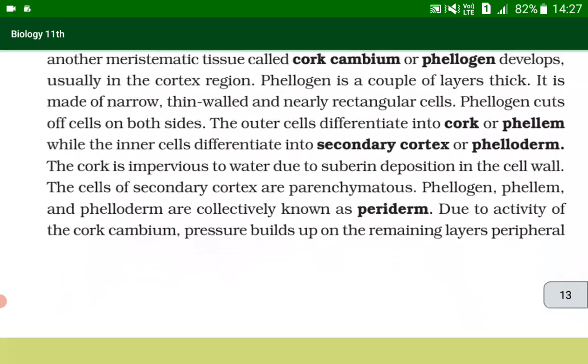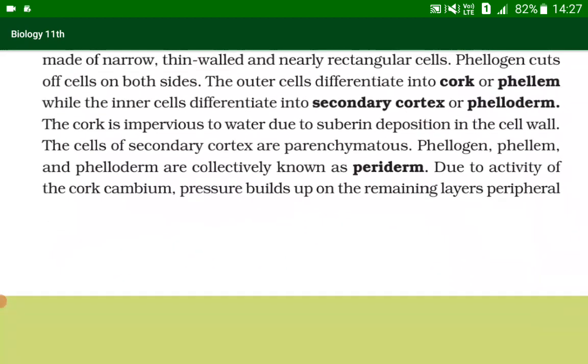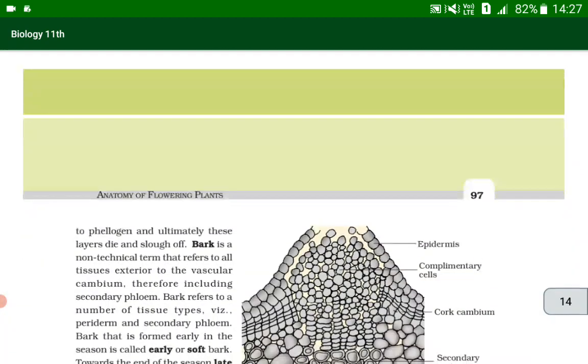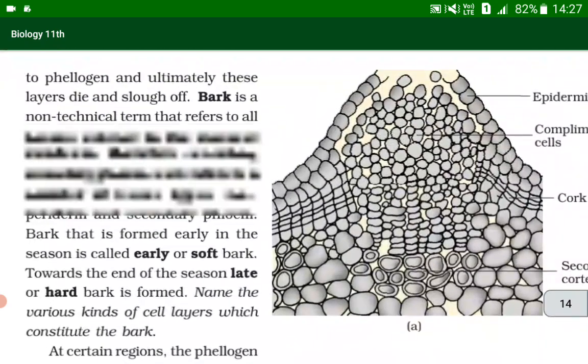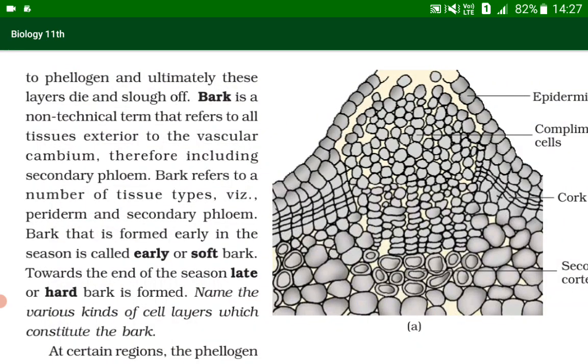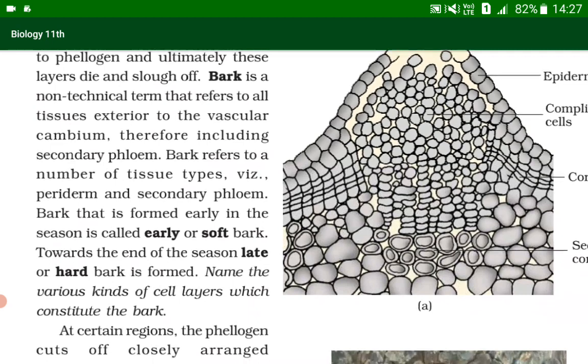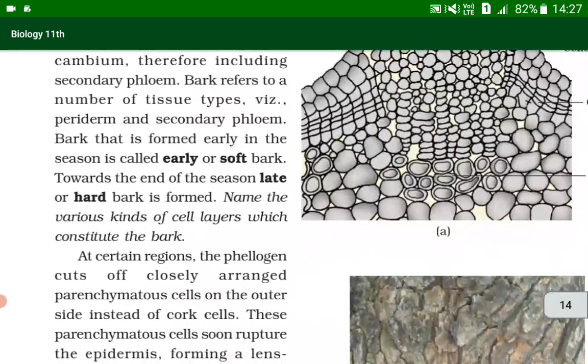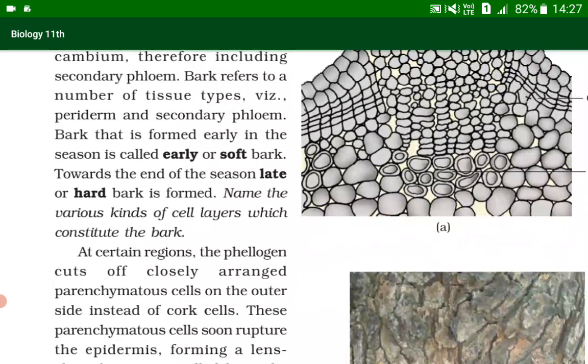Due to the activity of the cork cambium, pressure builds up on the remaining layers peripheral to the phellogen, and ultimately these layers die and slough off. Bark is a non-technical term that refers to all tissues exterior to the vascular cambium, therefore including secondary phloem. Bark refers to a number of tissue types, which include periderm and secondary phloem. Bark that is formed early in the season is called early or soft bark. Towards the end of the season, late or hard bark is formed.